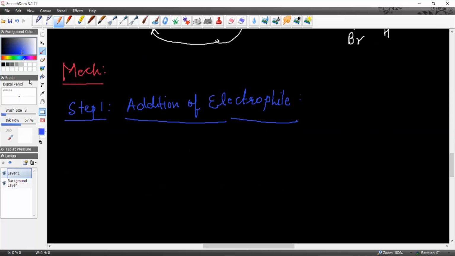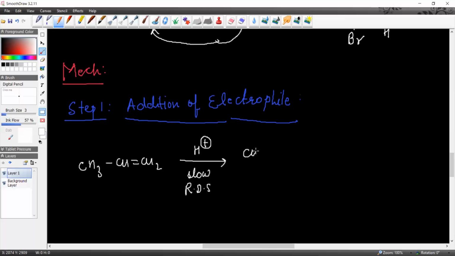So here we have an alkene, CH3-CH=CH2. This is the first step, and this is the H+ ion, which comes from HBr. This H+ is electron deficient, and the first step of this mechanism is a slow step, which is your RDS. RDS means rate determining step.